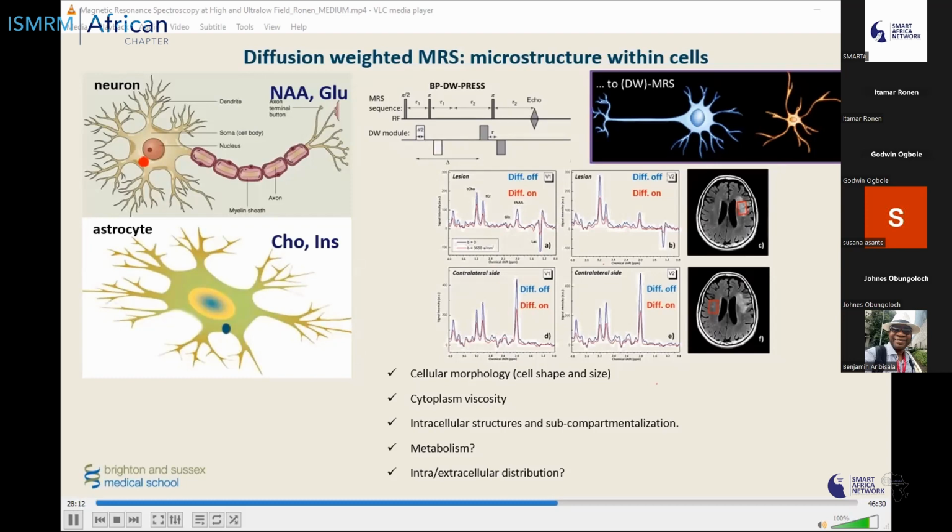And if we have a molecule that has a concentration also outside the cell, for example, lactate is such a molecule, or glucose, then we can maybe have a handle on providing information about the distribution between the intra and extracellular space of those molecules.